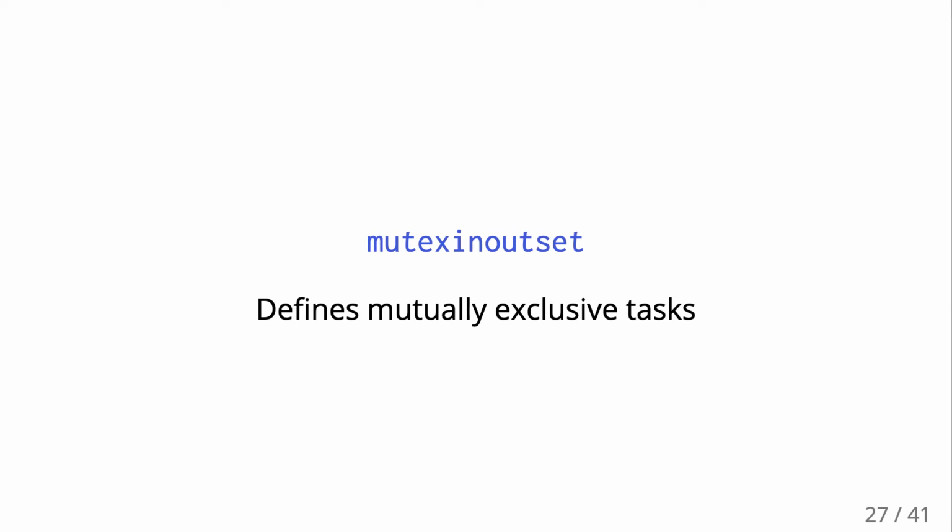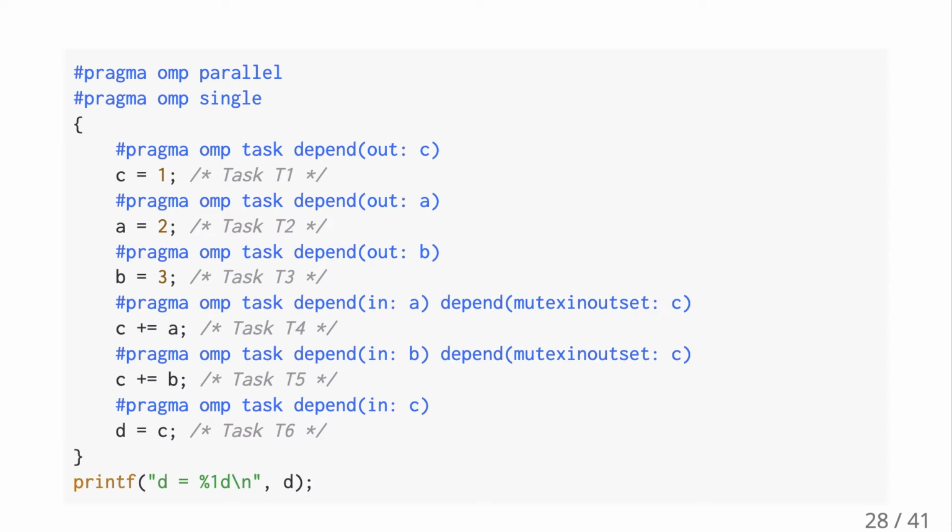Okay, and then you have the case of mutex, which basically defines that the tasks can be run in any order, but not at the same time. So it's basically just like the concept of mutex. Only one task. So basically here, you have mutex on C, so same memory location, same variable. So there's an exclusion between these two tasks.